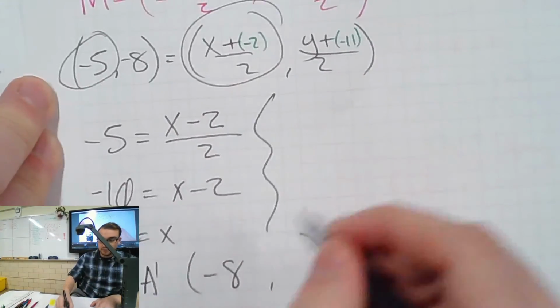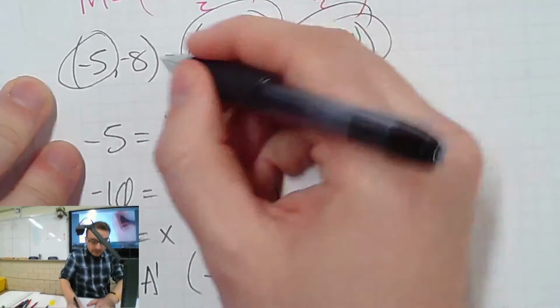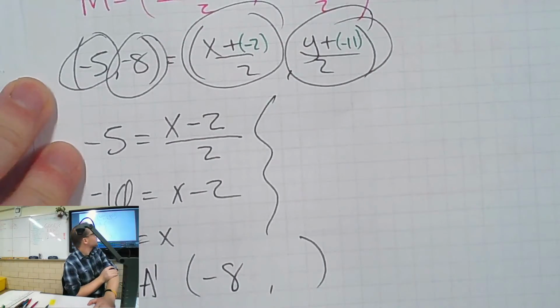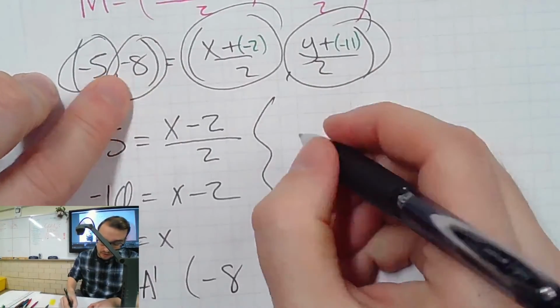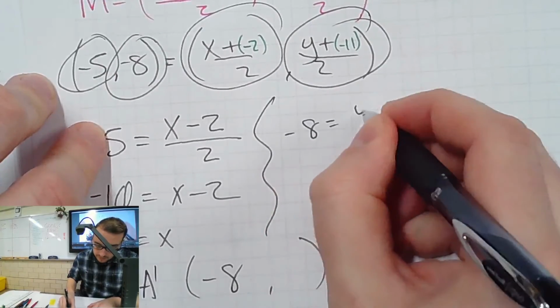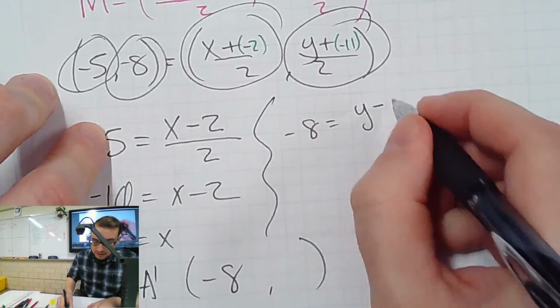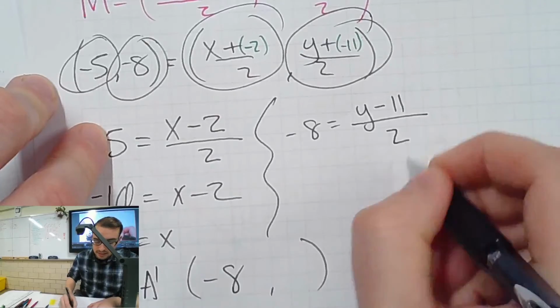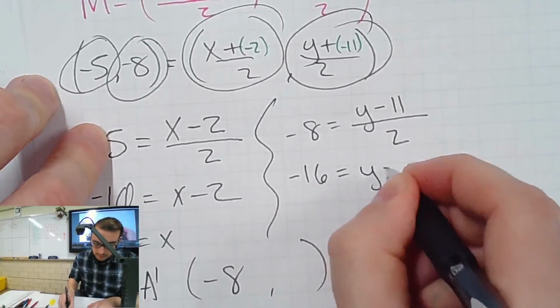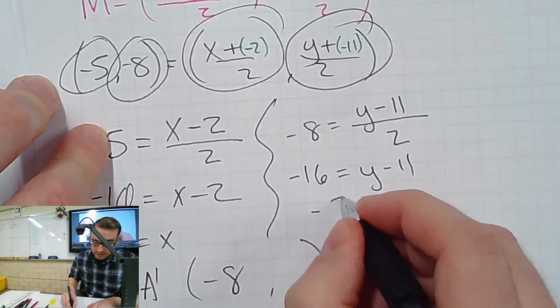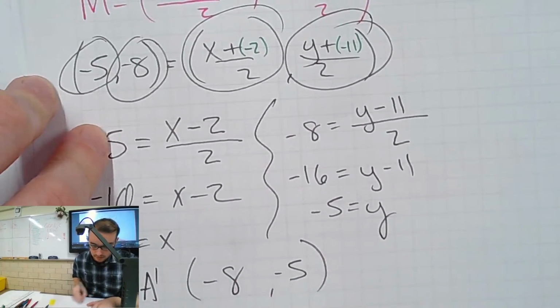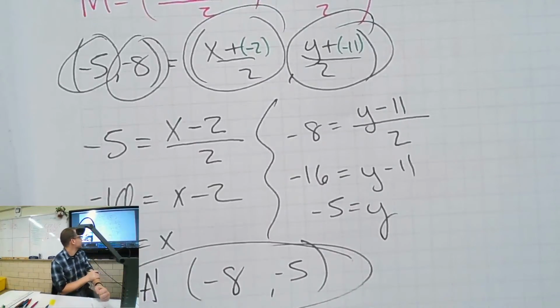How do I find the other something? Well, right here. These go together, right? Yes. So I know, times by 2. Oh, I'll write it out. y plus a negative 11. Isn't that just y minus 11? Yes. Times by 2, I get negative 16. Add 11, I get negative 5. Are you with me? That's where A prime is. Negative 8, negative 5.